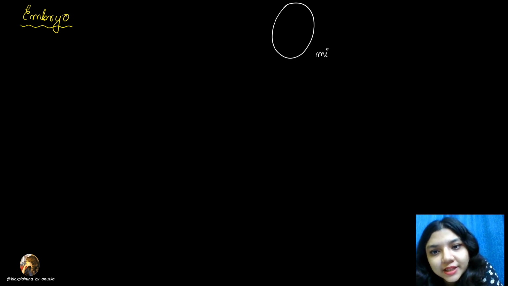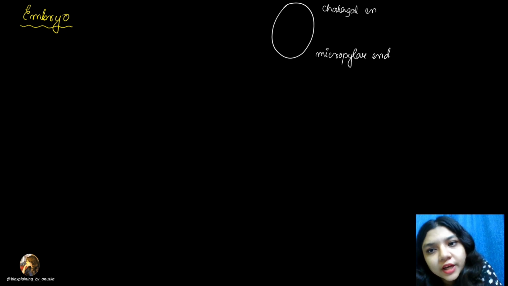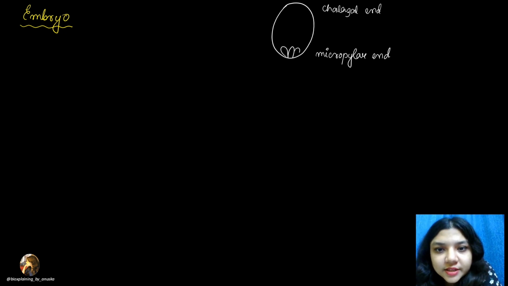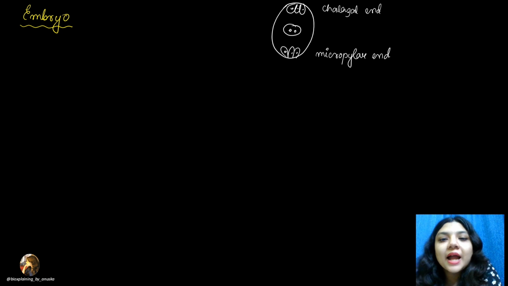Now that we are done with the endosperm, let's focus on the embryo development. Okay, so let's begin with the embryo development. For a very quick recap, let's remember that when we studied the structure of the embryo sac, we saw that there were two sides, right? One is the micropylar end and the other is the chalazal end. At the micropylar end, we had three cells: two synergids and one egg cell. In the middle, we had the central cell with two polar nuclei, and again on top at the chalazal end, we had three antipodal cells.